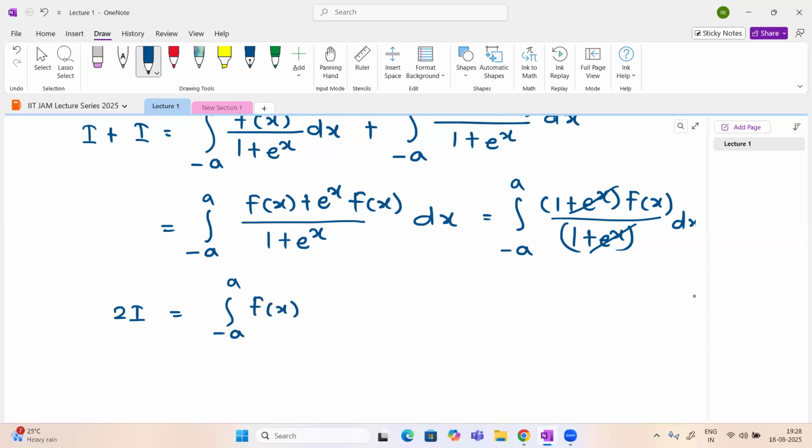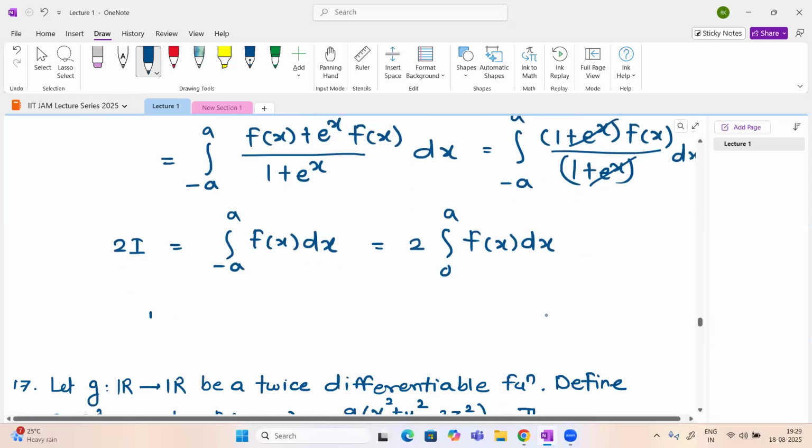Now the function is only f of x, so definitely we can use its even-odd property, right? So the function is even. So what am I supposed to write? 2 times the integral from 0 to a. Shall I cancel out this 2 from both sides? Yes, sir.